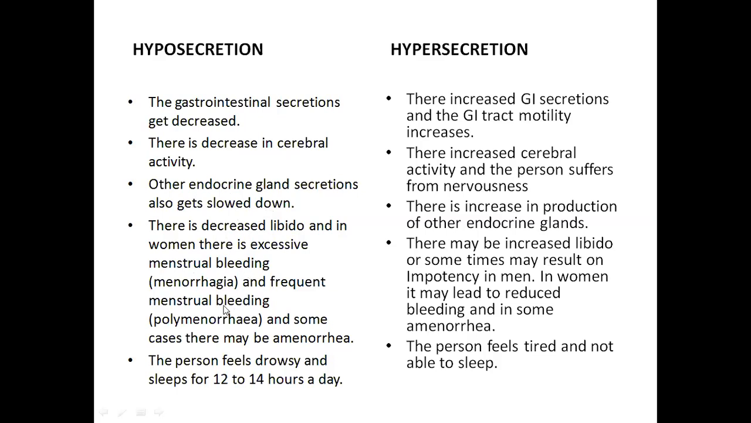And on the reproductive system, you can see the effect of hyposecretion. There is decreased libido and excessive menstrual bleeding, which is also called menorrhagia, or there may be frequent menstrual bleeding, which is called polymenorrhea. In some cases it may even result in amenorrhea, that means the menstrual bleeding does not occur. And you can see the person becomes very tired, and he sleeps for around 12 to 14 hours.